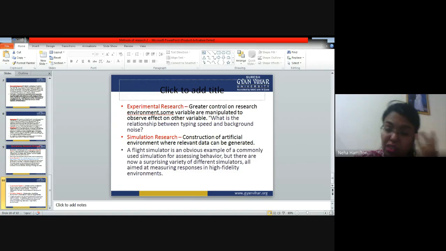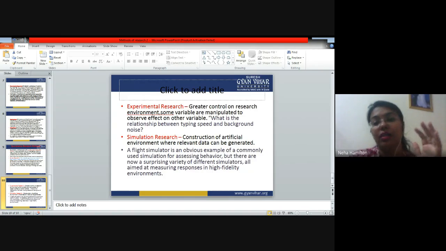In simulation research, we are basically understanding how things are going to work in the real environment. For example, when we send pilots for training, we cannot directly send them to fly an aeroplane. We have various kinds of simulators, and these simulators help them identify the real life challenges they are going to face, right?